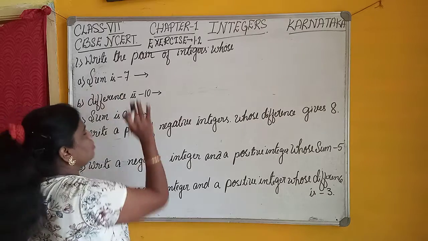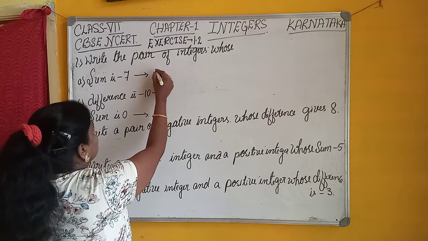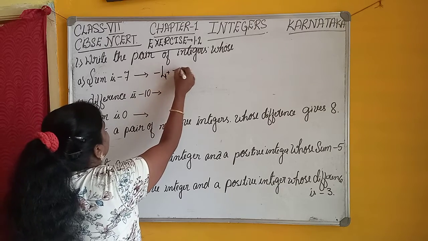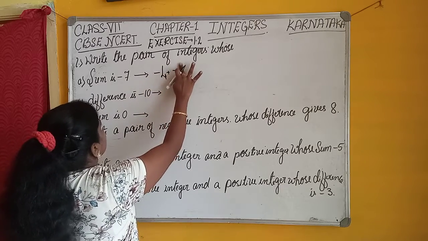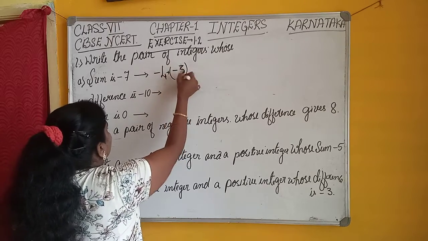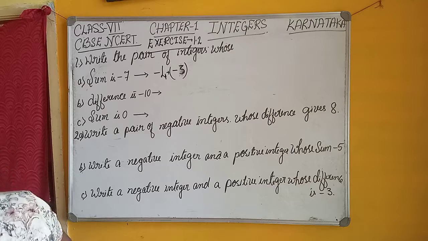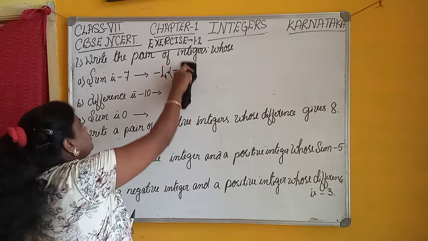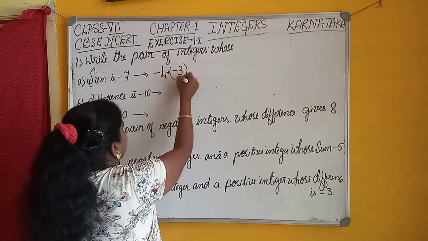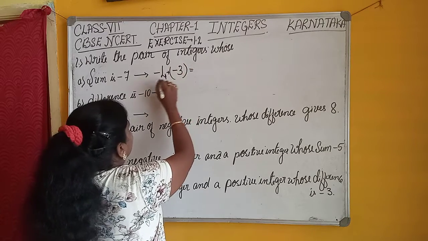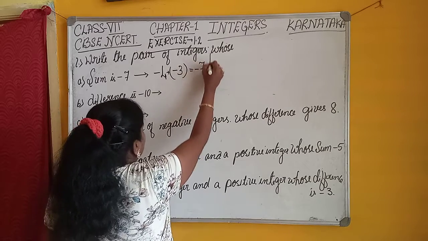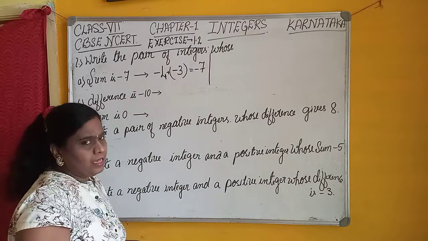Let us take two negative integers for this: -4 plus -3. Understood? -4 plus -3 is nothing but -7. Like this, you can take any integers.